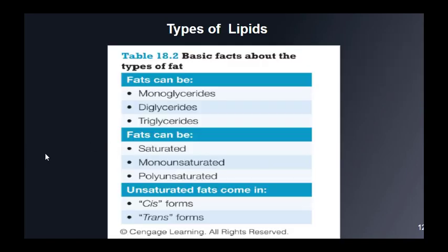Now, depending on the structure of the fat, we can classify it as either monoglyceride, diglyceride, or triglyceride. The carbons can be saturated or unsaturated, so we can classify them as either saturated or unsaturated. Unsaturated could be either monounsaturated or polyunsaturated. And sometimes we can artificially change the fat and turn it into what's called a trans fat.